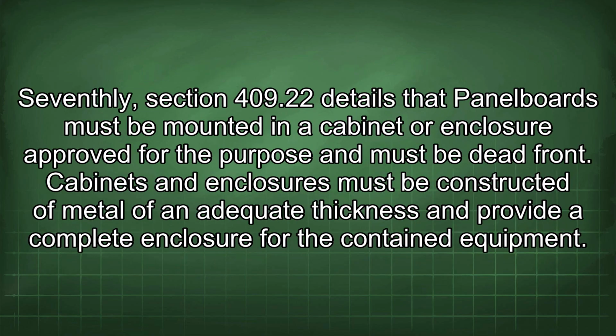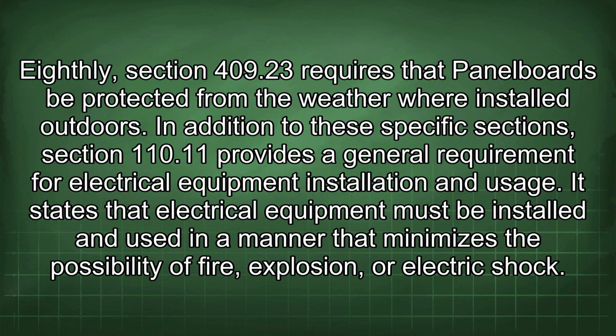Seventhly, Section 409.22 details that panel boards must be mounted in a cabinet or enclosure approved for the purpose and must be dead front. Cabinets and enclosures must be constructed of metal of an adequate thickness and provide a complete enclosure for the contained equipment. Eighthly, Section 409.23 requires that panel boards be protected from the weather where installed outdoors.